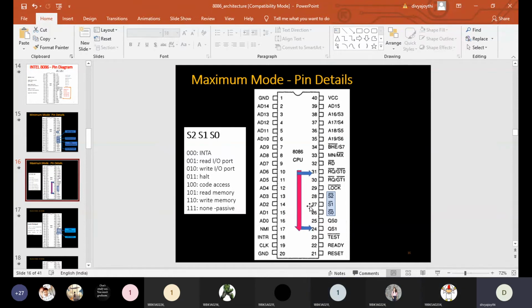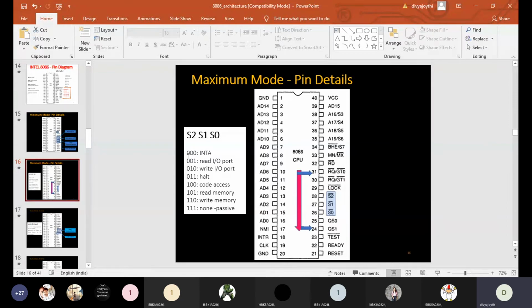Pin number 26, 27, 28. That is nothing but S0 bar, S1 bar and S2 bar. So these three pins together will give you an idea of what exactly the 8086 microprocessor is doing. What is the operation that is being carried out by the 8086? See here, you can see the truth table related to S2 bar, S1 bar and S0 bar.